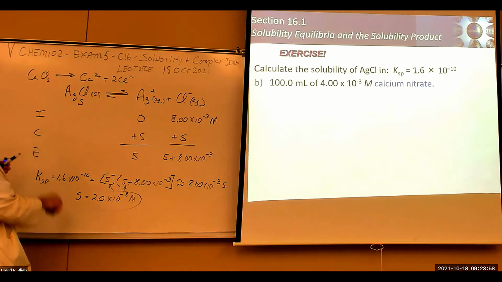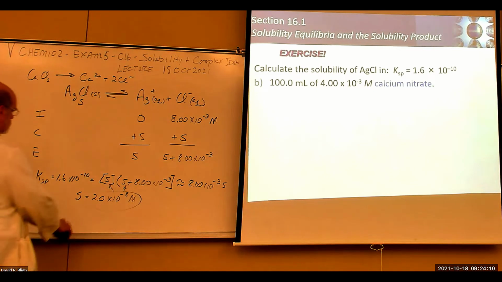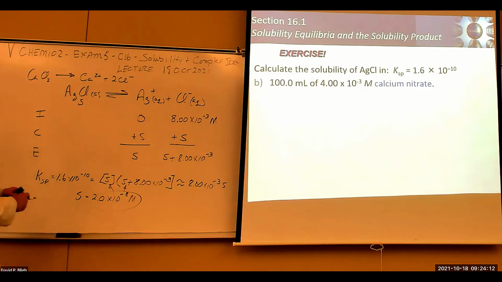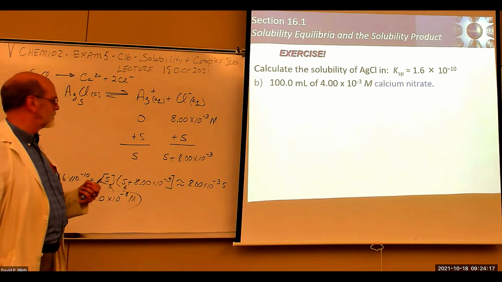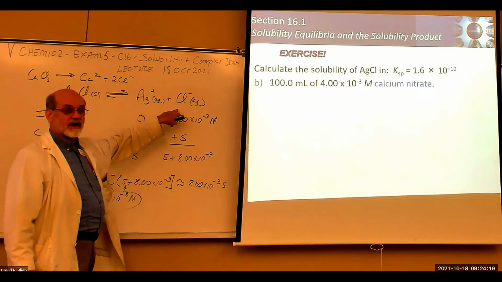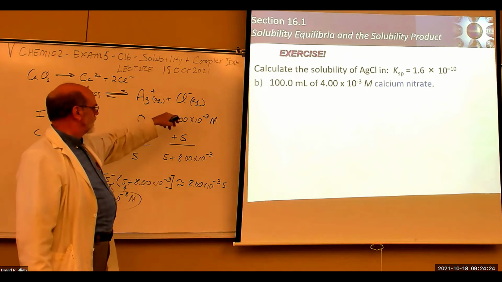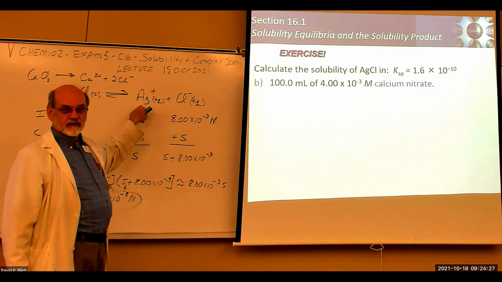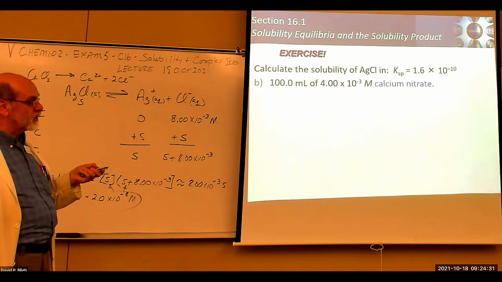So let's see, what are we doing now? Calculate the solubility of silver chloride in 4 times 10 to the minus 3 molar calcium nitrate. Calcium nitrate? Are there any common ions there? Well, we could have calcium and chloride react, but that's completely soluble, right? And nitrate and silver are completely soluble. So calcium nitrate will not affect the solubility whatsoever.